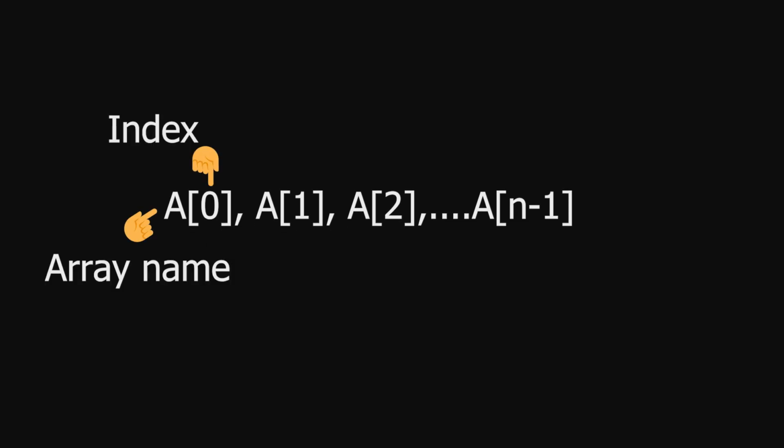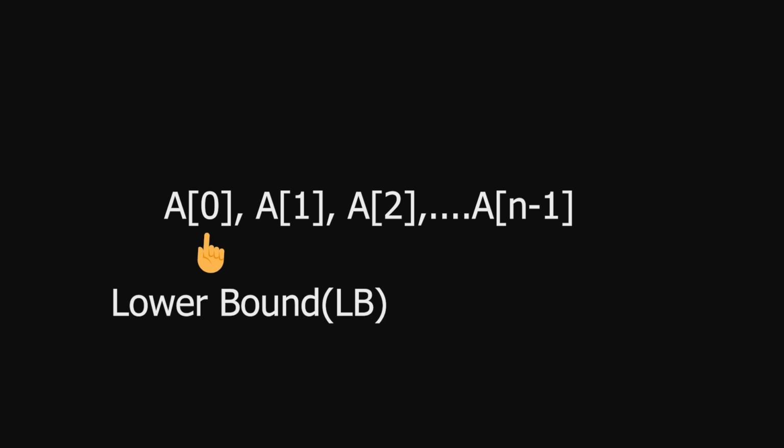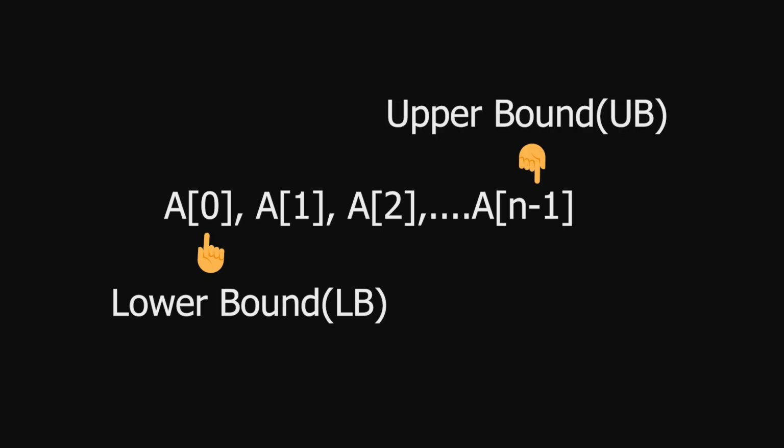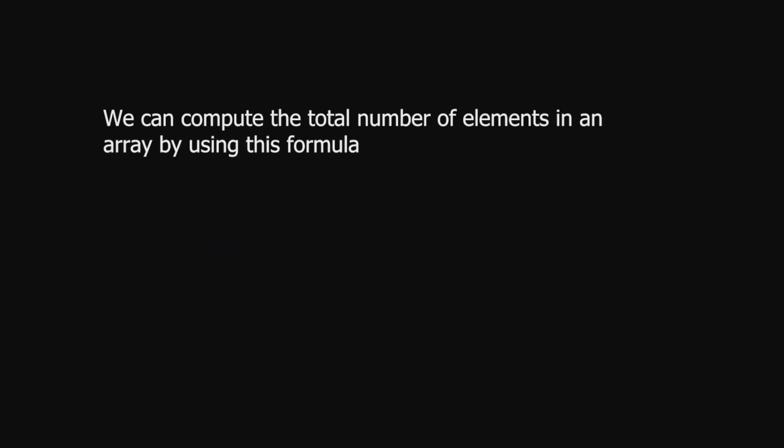In this notation, A is the name of the array and 0, 1, 2 represent the index values of the individual elements. N-1 represents the last element of the array. The index of the first element of the array is called the lower bound and the index of the last element is called the upper bound or UB. We can compute the total number of elements in an array by using this formula: total number of elements equals upper bound minus lower bound plus 1.